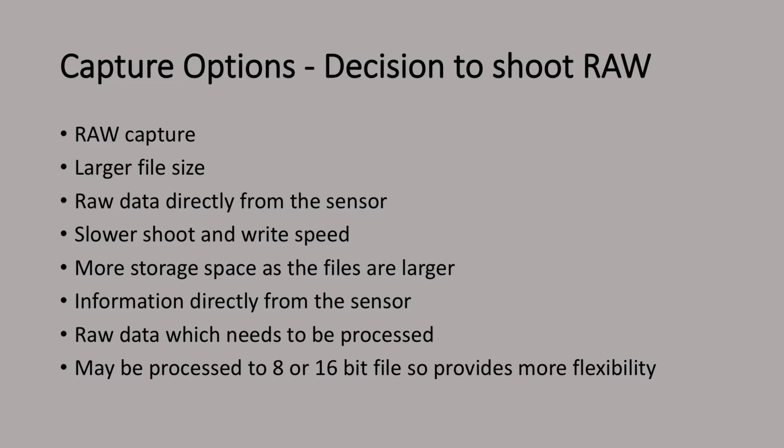It can be a little bit slower shooting and writing to your card, depending on what speed card you have. And this is something that we do need to talk about, the quality of your storage device in your camera. So with raw capture, larger file size, you need more storage space, you need a better quality SD or compact flash card. With raw capture, the capture information or data is sent directly from the sensor and is saved to that storage device. And if you're shooting tethered, it'll be sent directly to the computer and saved.